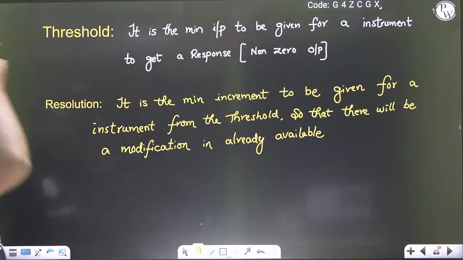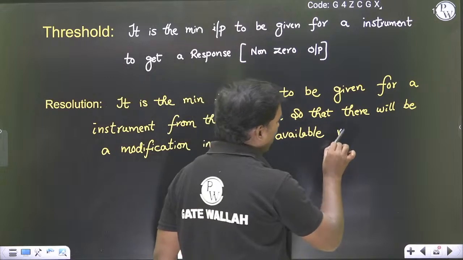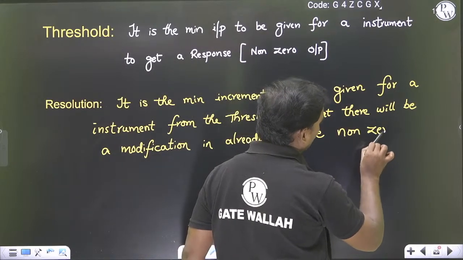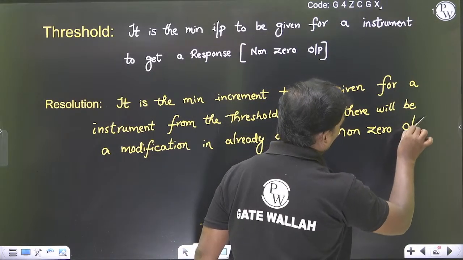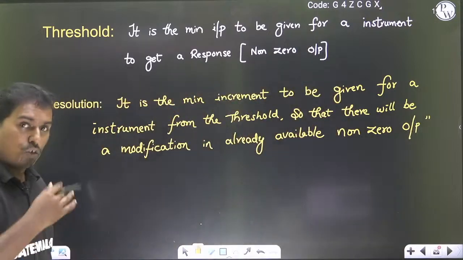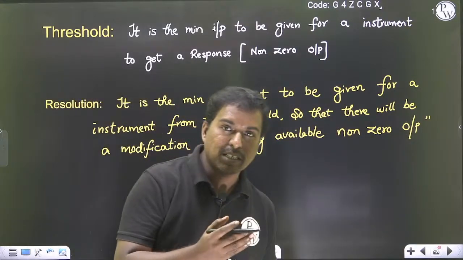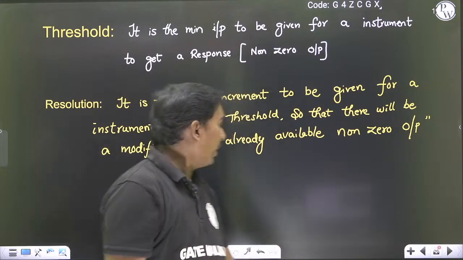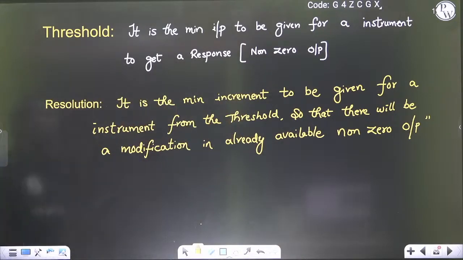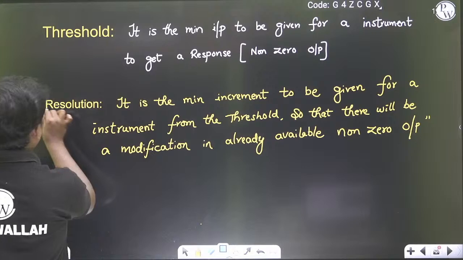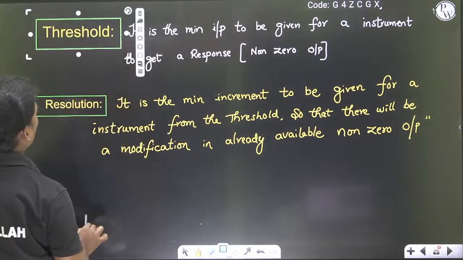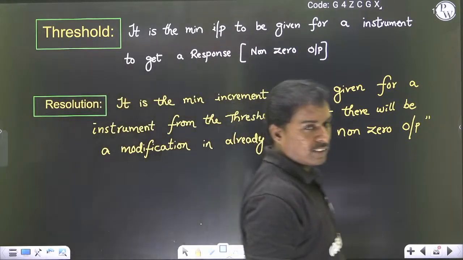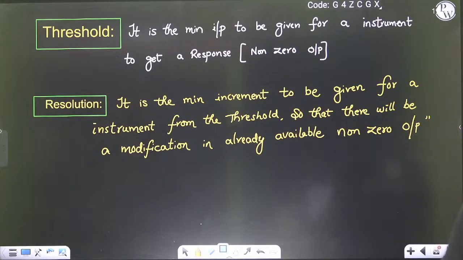non-zero output, and already there is output, okay? So we are expecting that output to get modified. We are expecting that pointer to get modified. So that is possible for a smallest increment. So it is a minimum increment to be given for an instrument from the threshold so that there will be a modification in already available non-zero output. So this is a threshold and this is a resolution. This is what you have to understand. Very, very good topics these all are.